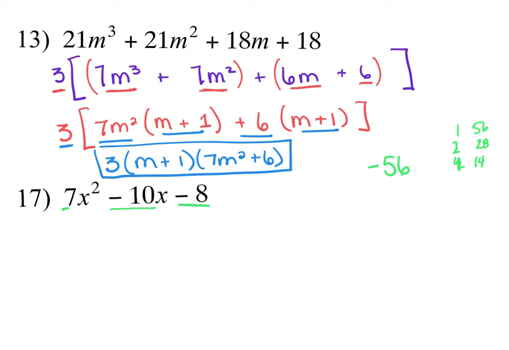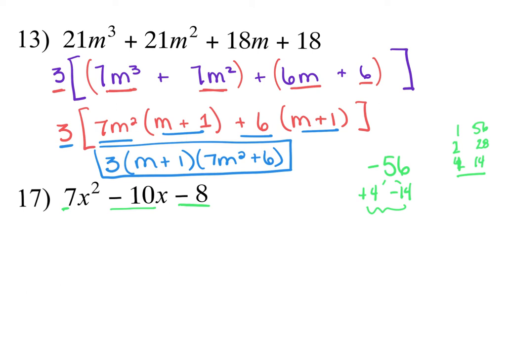So you may want to go through your factors like this if you can't think of them. Just go 1, 2, 3, 4. Do they go into it? And if so, what is it? All right. So yeah, it's 4 and 14. Specifically, which one's positive, which one's negative? Positive 4, negative 14, right? So they have to multiply to give me a negative 56. They have to add to give me a negative 10.